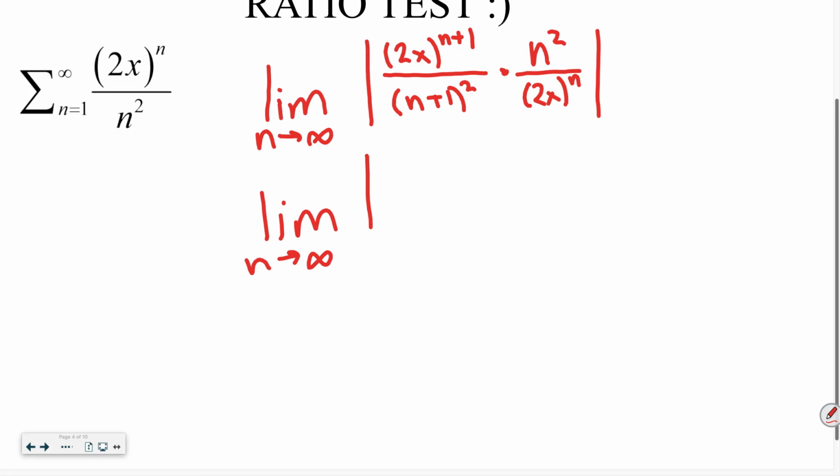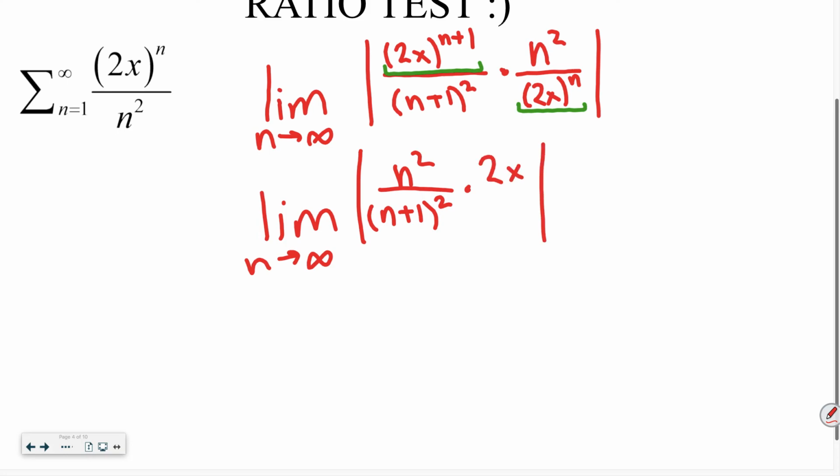Well, first of all, the absolute value isn't really going to affect anything. Do you agree? Okay. So we have n squared over n plus 1, the quantity squared. If I were to group my 2x to the powers together, what is going to be left? 2x in the numerator. I'm sorry, I lied. We're still left with an x. Okay, so the absolute values are still there. Now, what is the limit as n goes to infinity of this guy right here?